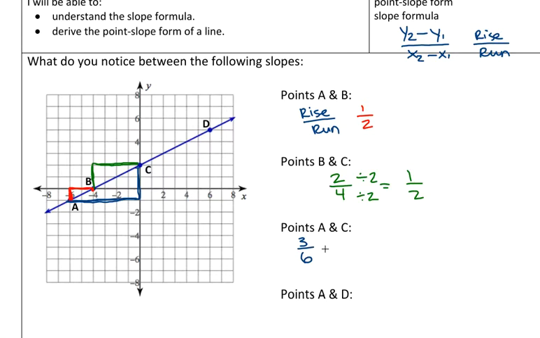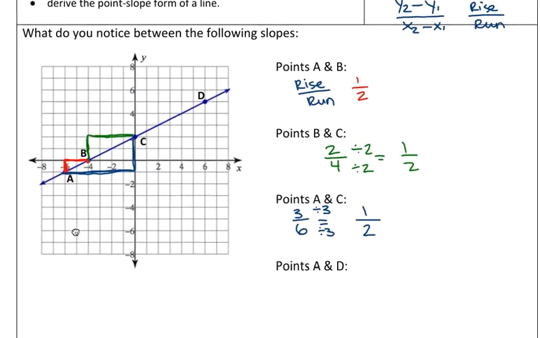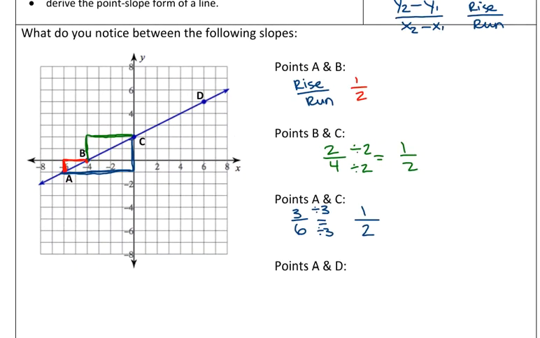Okay, so when we simplify this, what can we divide top and bottom by? Well, I can divide top and bottom by 3 here. So 3 divided by 3 is 1. 6 divided by 3 is 2. 1/2. Weird. They're all 1/2. What do you think A and D is going to be? If you guessed 1/2, you're probably right. If you guessed something else, I don't know why you would guess anything else.